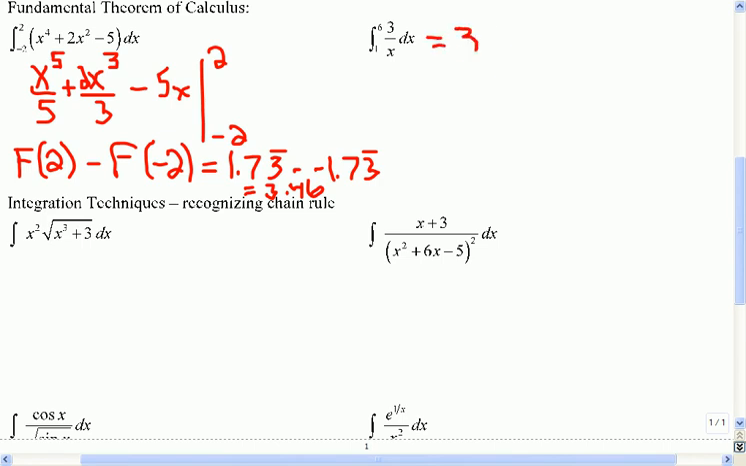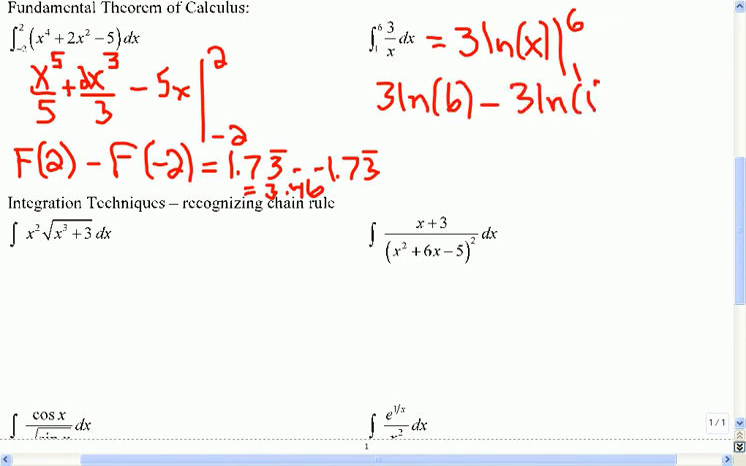So this is going to be 3 times the natural log of x, evaluated from 1 to 6. So this will be 3 natural log 6 minus 3 natural log 1. That one I can simplify. So I would just end up with 3 natural log of 6.